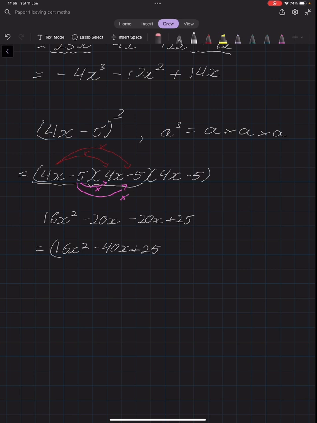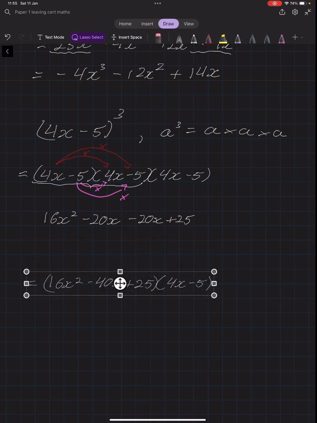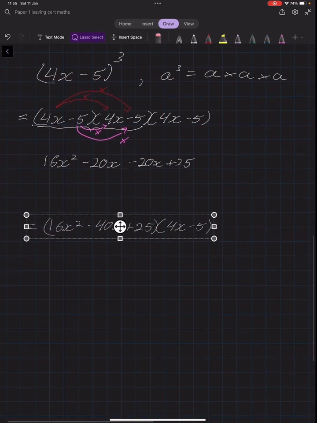Okay? But that's also being multiplied by 4x minus 5. Again, I should have given myself a little bit more room. I must say that's the best thing about having an iPad. I can just move things when I make mistakes, when I don't have proper foresight. Alright, there we go.